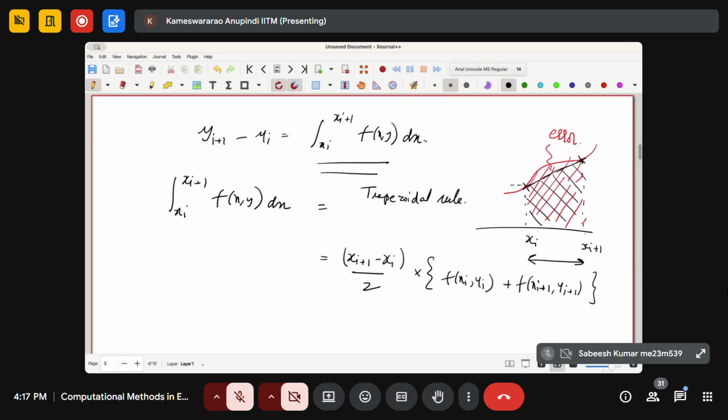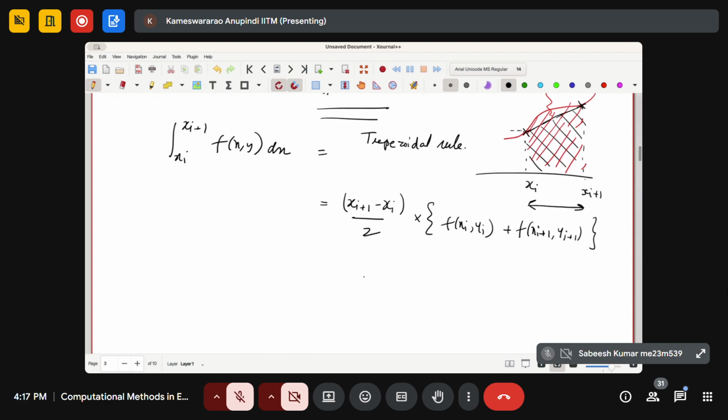That means this value plus this value, divided by 2, times this width. That is basically the area under this trapezium, so that is the value of the integration. And then we already know that xi plus 1 minus xi is nothing but h, the distance we have, times f of xi yi plus f of xi plus 1 yi plus 1. Okay, so that's the integration value.